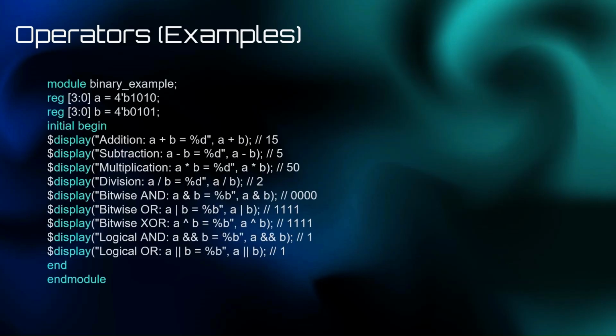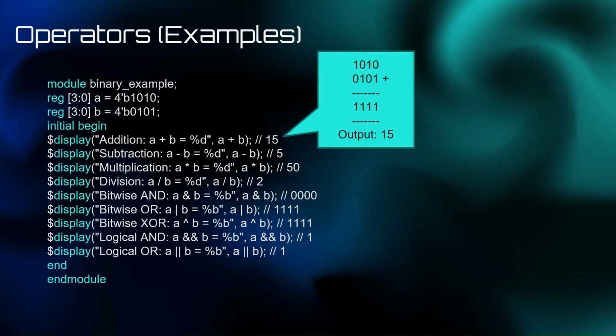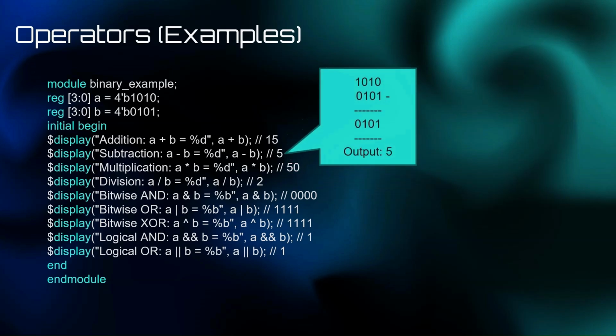Next, let's look at binary operators with the binary_example module. In this module, we have two 4-bit registers named A and B, initialized to A is 1010 and B is 0101 respectively. In the initial block, we perform various binary operations and display their results. For addition, A plus B gives us 15. Using binary addition, we get 1111. Subtraction, A minus B results in 5. Using binary subtraction, we get 0101.